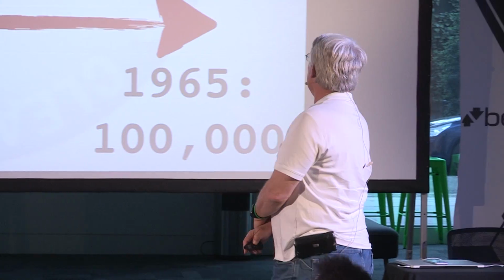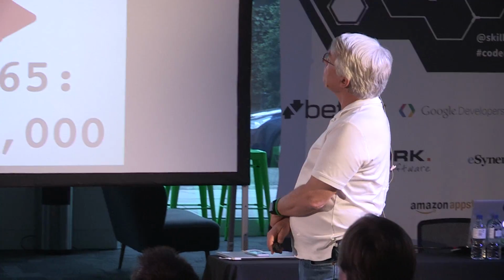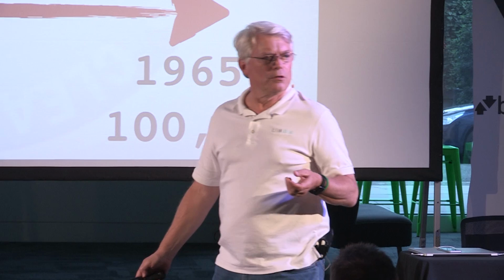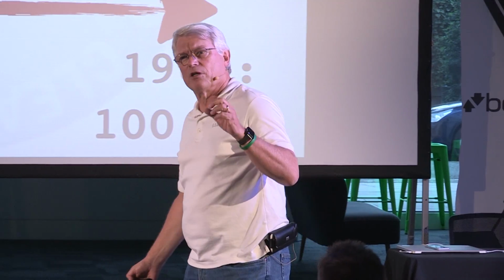And by this time, I'm 13 years old. From 1945 to 1965, 20 years, there's perhaps 100,000 programmers in the world, maybe 200,000 or 300,000. Where did all these people come from? They didn't graduate from school. Well, they might have, but they didn't graduate with a computer degree. There were no computer degrees.